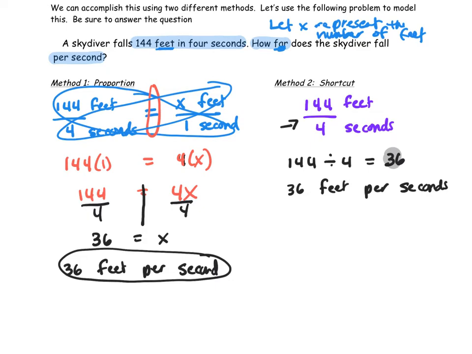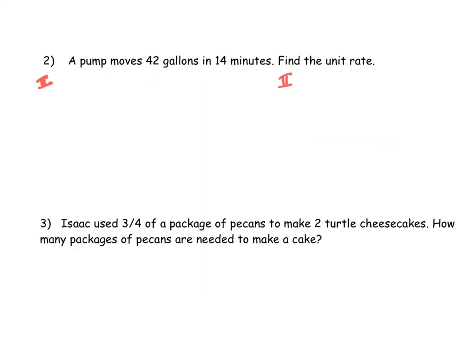So let's try one more together. All right, this next word problem says a pump moves 42 gallons in 14 minutes. So 42 gallons of gas, I'm assuming, in 14 minutes. Could be water, doesn't say what it's talking about, but it does say find the unit rate. So when you're asked to find the unit rate, we're going to assume that it's how many gallons per minute. This is the order that they gave us the problem in. So this is kind of a minimal amount of information, but we can still use it.